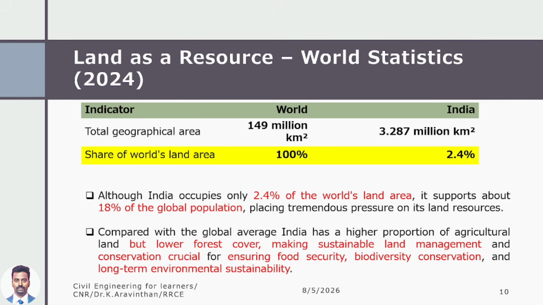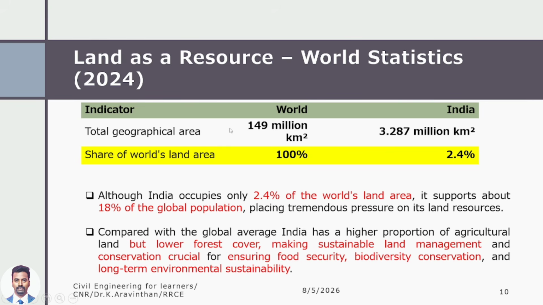Now let us understand how much land resources we have globally and in India. So the total geographical area of land throughout the world is 149 million square kilometers. In India, you have 3.287 million square kilometers. When you compare the share of the world as 100, India has only 2.4 percent of land resources. But you can see there is a large difference: India has only 2.4 percent of the land, but it has a population of around 18 percent globally. Land is very less, but the population is very high here.